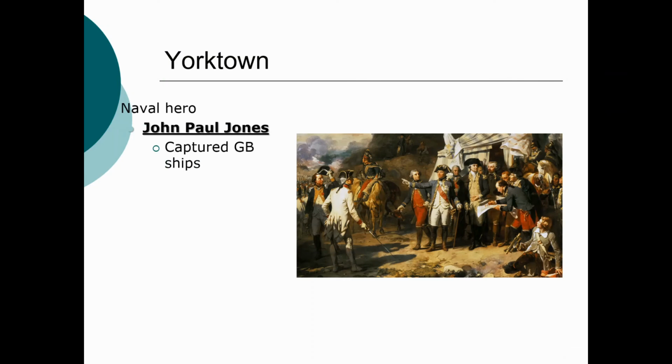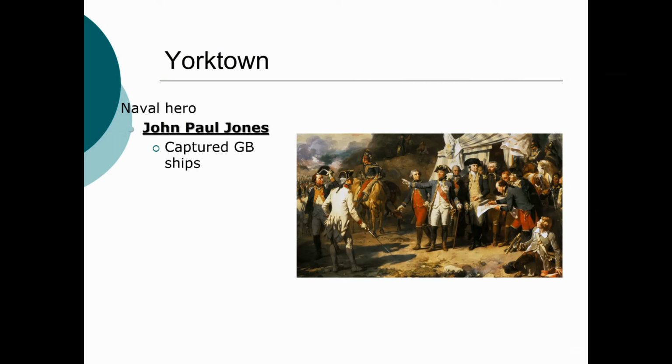Eventually, we're going to have Yorktown. During this whole time, there will be some naval heroes. The British obviously have the greater navy, but the colonists will do some privateering. They'll get some colonial sailors to have ships and to attack all British merchant vessels. The British said this was piracy, but the colonists said this was not piracy, like they had authorized them to be privateers. John Paul Jones was one person.